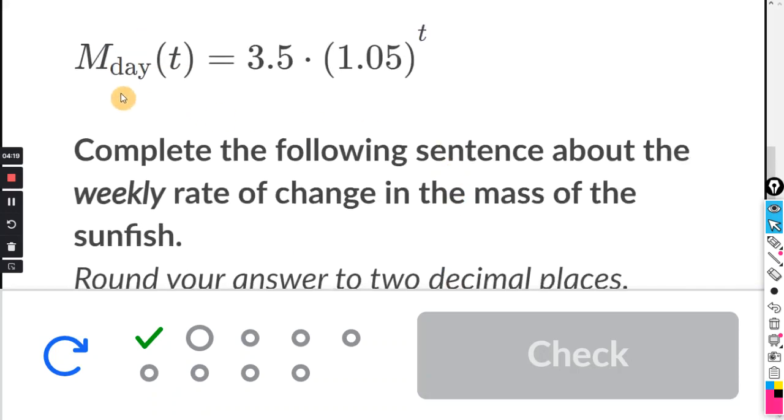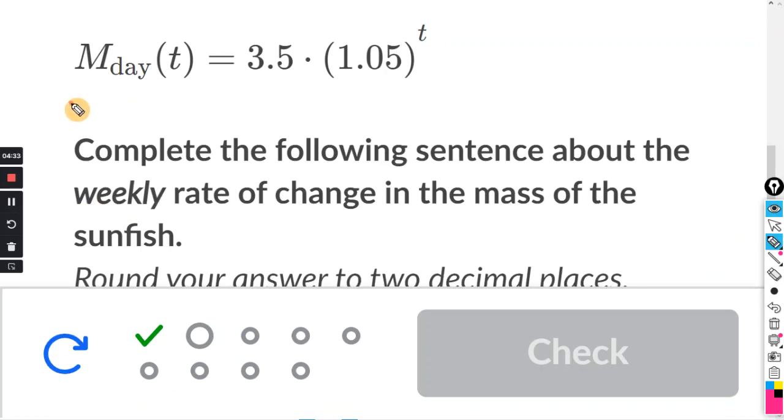So right here, this equation is based on t, and t is in days. But they're trying to ask us what the weekly change is. All right, so we know that 7 days equals 1 week. Okay, and we want to know what this gets multiplied by each week rather than each day. All right, so we don't need the initial value. We just need to know what it's multiplied by each time. So we want to see what this is on a weekly basis.